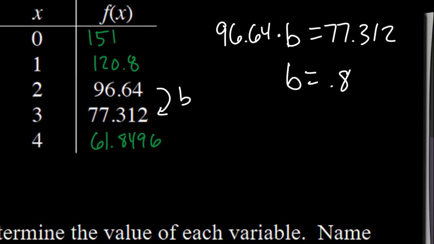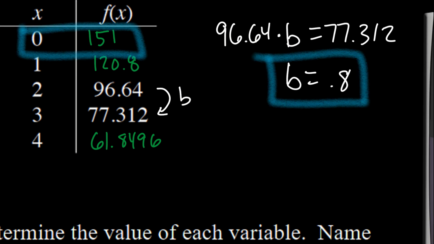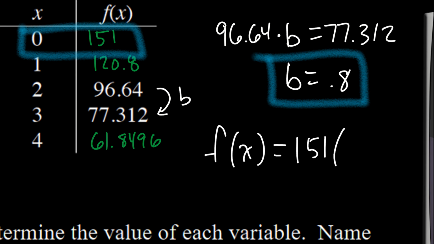So now I have everything that I need to write down the equation, right? I know my 0th term is 151, and I know that every single time I move forward, I'm multiplying by 0.8. So this is a situation where something's decreasing by 20%, right? Because my multiplier is 0.8. So the equation for this would be f of x is equal to my 0th term, 151, times 0.8 raised to the x power.